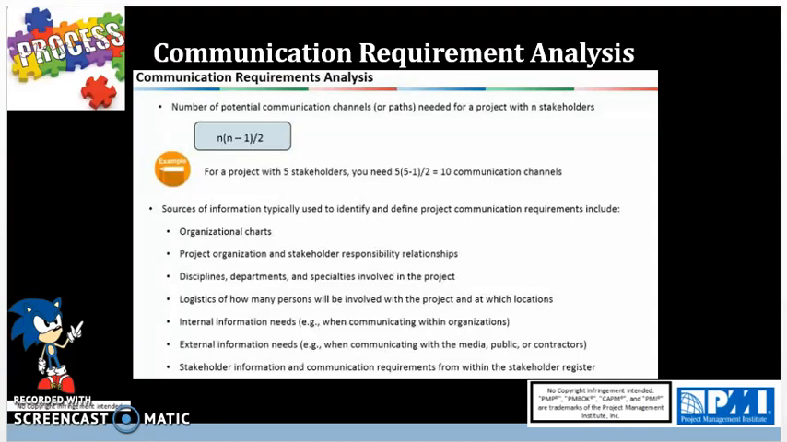Sources of information typically used to identify and define project communication requirements include org charts, project organization and stakeholder responsibility relationships, and disciplines, departments, and specialties involved in the project. Then you have logistics of how many persons will be involved with the project at which locations, internal information needs when communicating within the organization, and external information needs when communicating with the media, public, or contractors. There are specific rules around that, so you want to follow your organizational process assets accordingly.